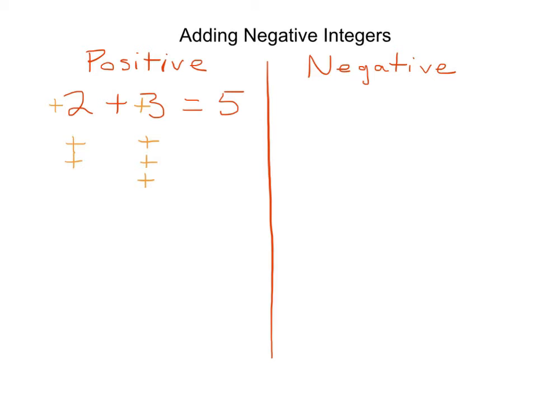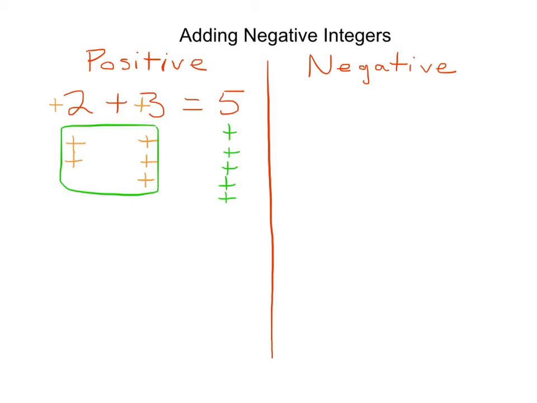So if I'm adding 2 positives to 3 positives, how many positives do I have altogether? And this is fairly simple, like we said before. Altogether, if I added up all of these positives, I would have 5 positives, which is what our answer is over here on the right. Okay? So that's how that works.